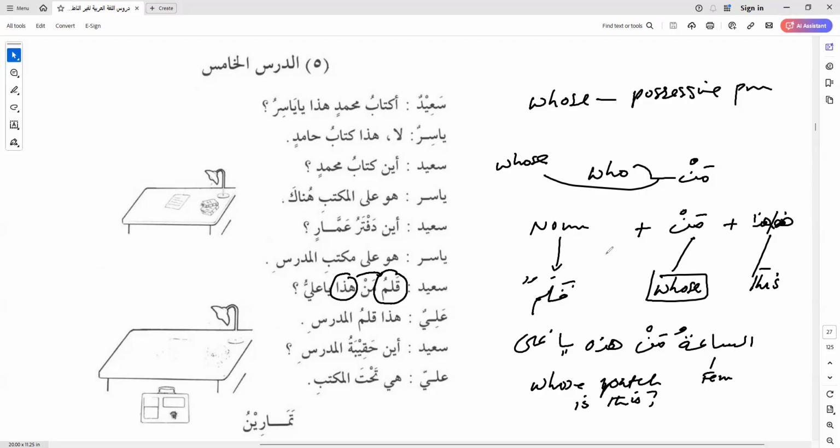You want to know. And then if the question comes as a possession, then you want to say هذا قلم المدرس. Look at that. هذا قلم المدرس. This is the teacher's pen. مدرسي. سعيد: أين حقيبة المدرس؟ You can see حقيبة down there. Right there. So this is what we call حقيبة.